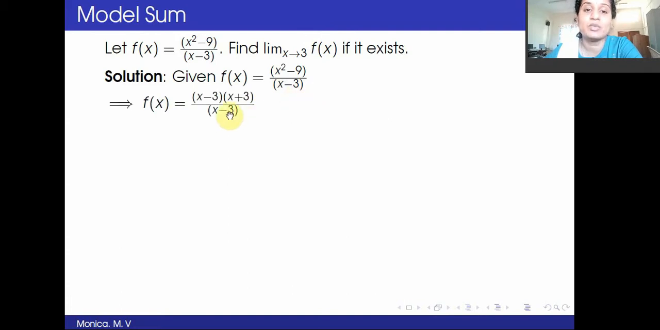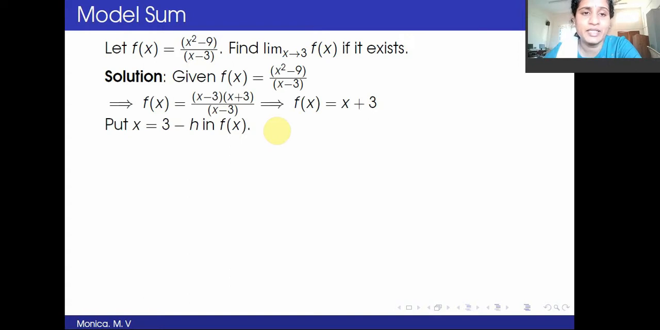So the easiest thing we'll do: x square minus 9 is in the form a square minus b square. So write it as a minus b into a plus b, divided by x minus 3. I can cancel out x minus 3 and x minus 3, so that I am left with f of x equal to x plus 3. This is my simplified function.